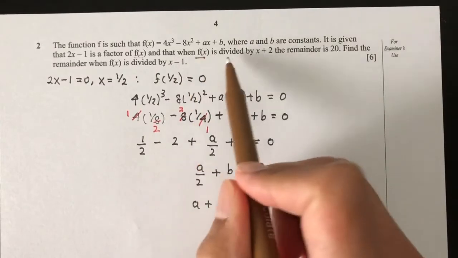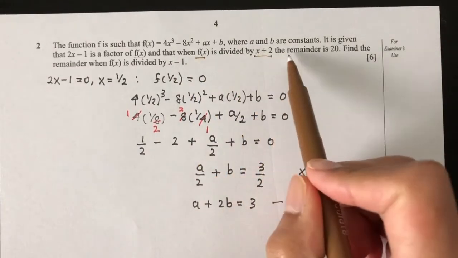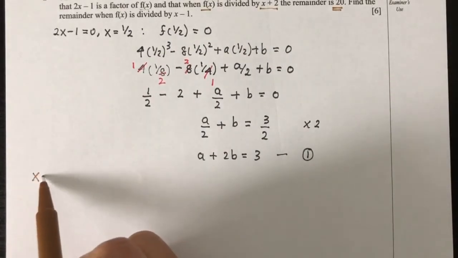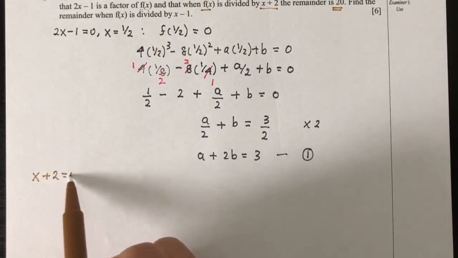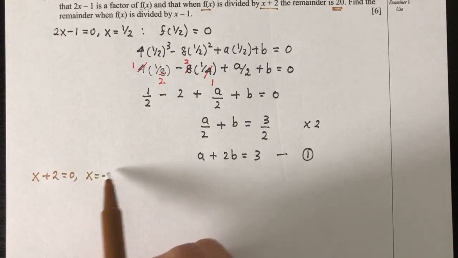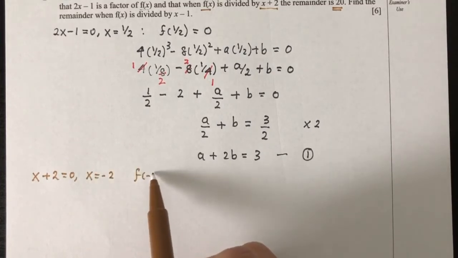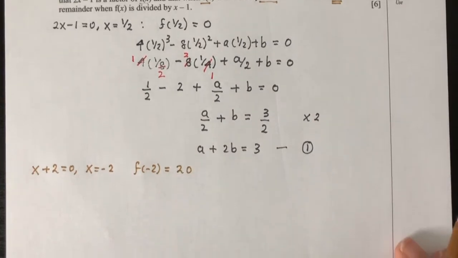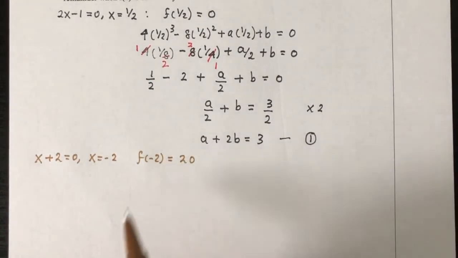When f of x is divided by x plus 2, the remainder is 20. So we have x plus 2, which we equate to 0. The value of x will be minus 2. So f of minus 2 has a remainder of 20. So that is this equation.